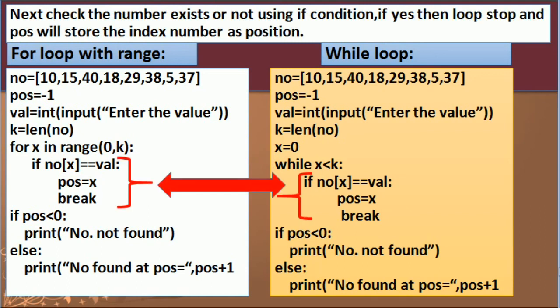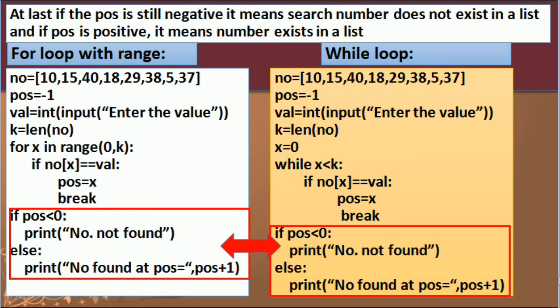The next part is the same. If no of x equals val, it is used to check whether the number exists or not. If it exists, then pos equals x and break. If not, it will not enter the if condition and pos remains negative. What is the next part? When the numbers have been checked, if the position is less than 0, it means the number does not exist, otherwise it exists, and it will display the position of that number in the list.